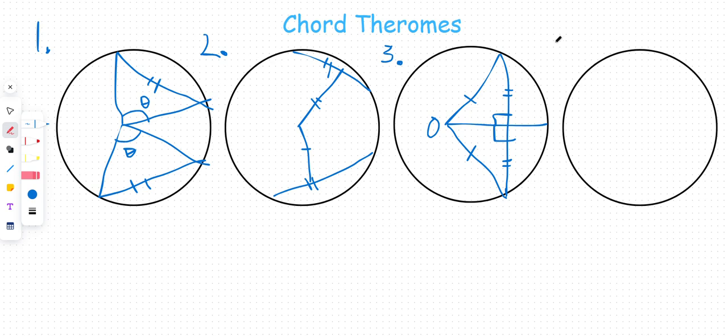Now, the last chord theorem is that every perpendicular bisector of a chord meets at the same center, no matter what. Even if it's really tiny or really big, they're always going to meet at the center. The perpendicular bisectors of all chords always meet at the center.